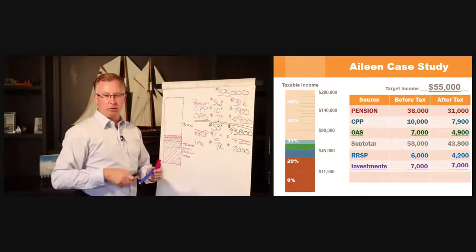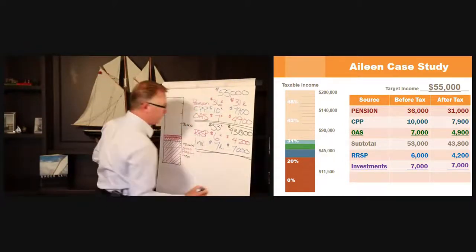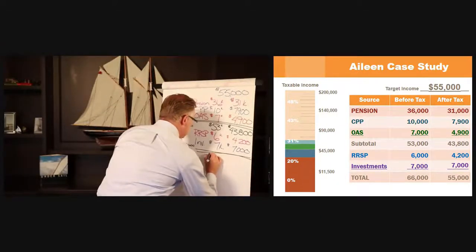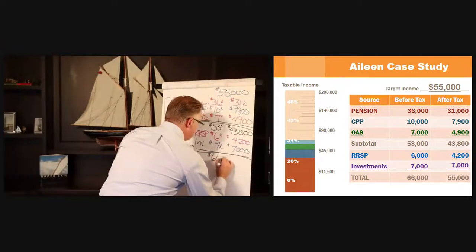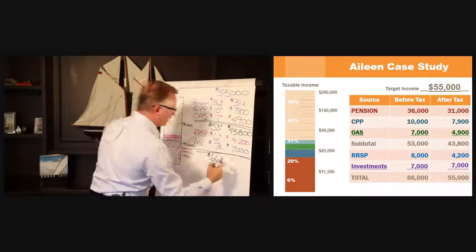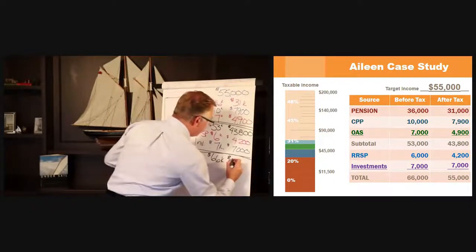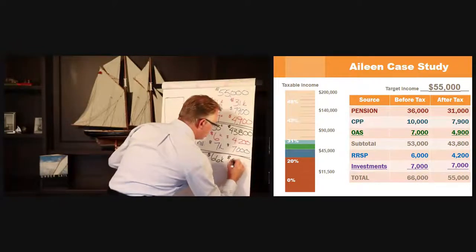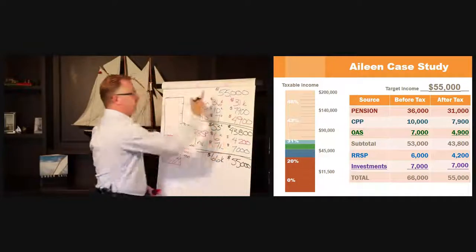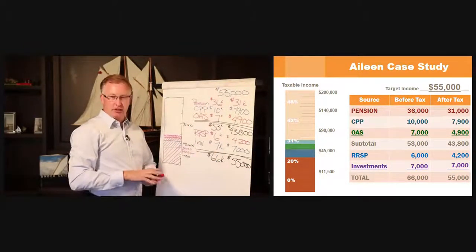So now, when we walk through this and we look at it, her totals right now are $66,000 of before-tax income when we add all these up, and her after-tax income is exactly $55,000. Is that enough income to meet her needs? Yes, it is. So let's take a look at this for a second.